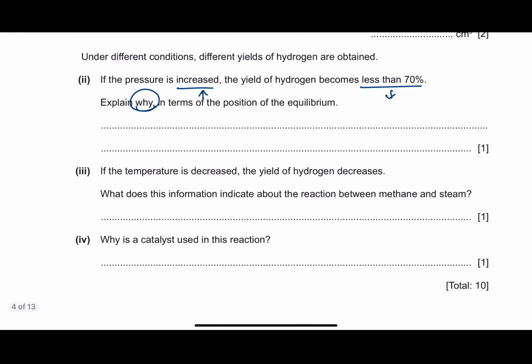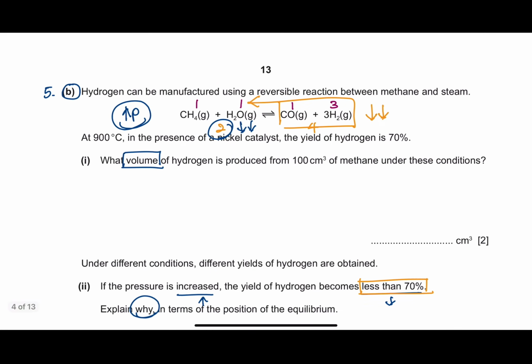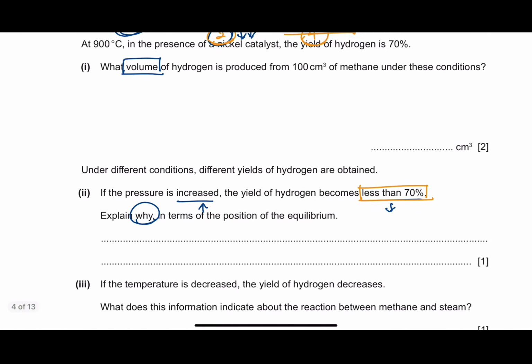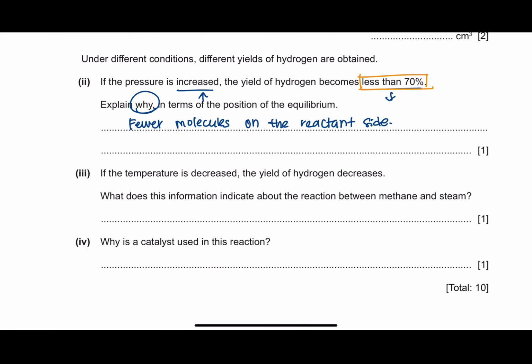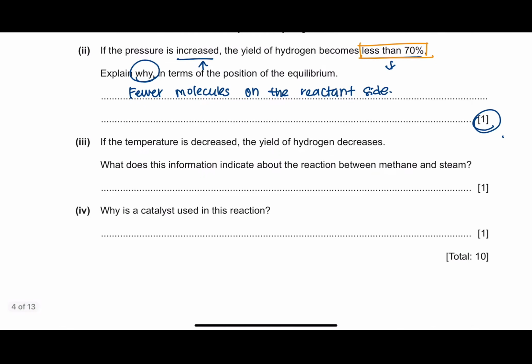So it does apply to this statement where it says that your yield becomes less than 70%. How you explain is just by using the number of moles to get your marks. Just say that there are fewer molecules on the reactant side and you can get 1 complete mark. Next question is saying that if the temperature is decreased, the yield of hydrogen also decreases.